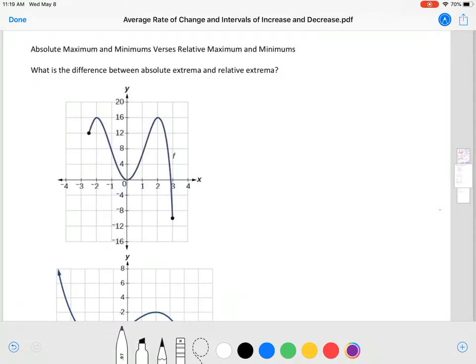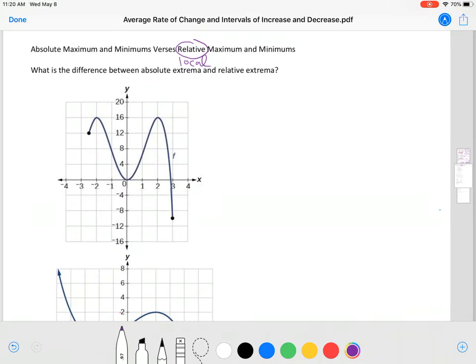In this video, we're going to talk about the difference between absolute maxes and mins versus relative maximum and minimums. And keep in mind that the word relative can be interchanged with the word local here. It could also be called the local maxes and mins. So an absolute maximum or minimum is when we look at the graph in its entirety and we look to see where the highest point is on the graph.